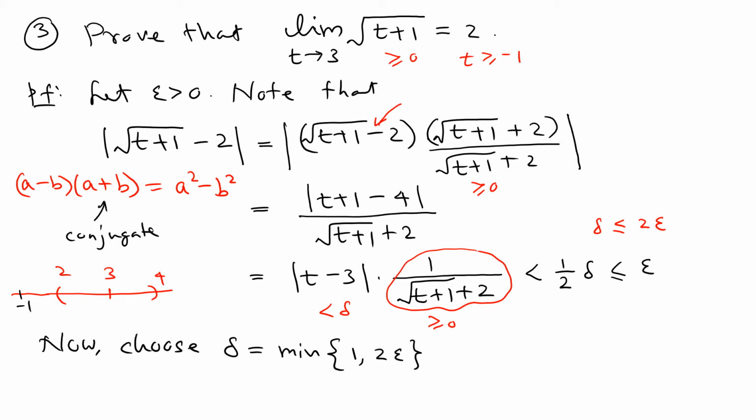So once you do that, then you can write that 0 less than the absolute value of t minus 3 less than delta implies that the absolute value of t minus 3 is less than any of them, for example 2 epsilon, because we pick delta as the minimum. Since it is the minimum, it is smaller than any of them. It's smaller than 1, and it also is smaller than the other one, 2 epsilon.